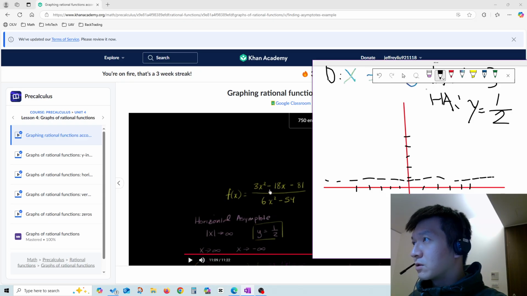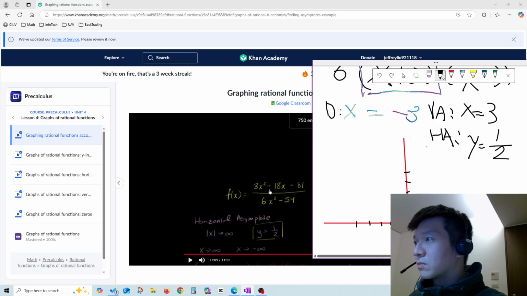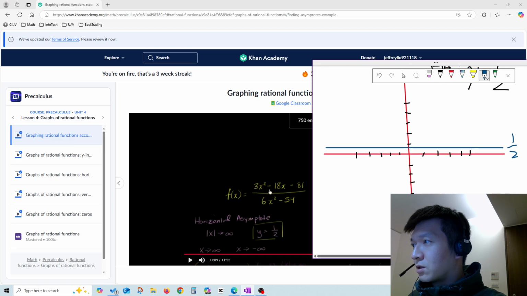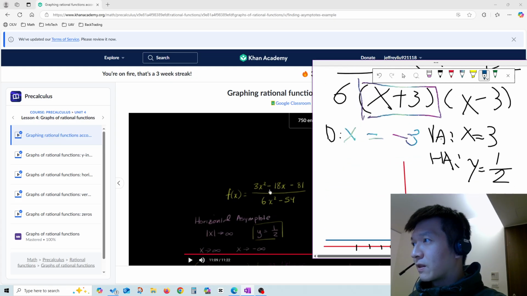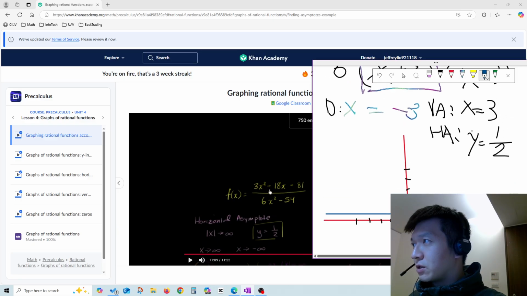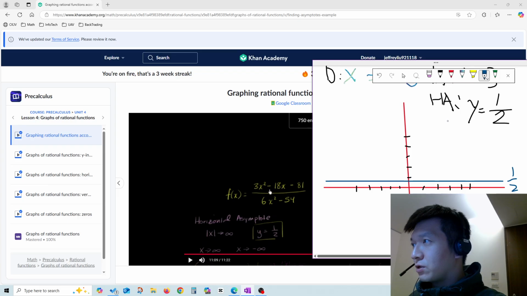Roughly, right? You know what? Let's do it. Okay, so let's do it with this. Let's draw a straight line over here. Okay, that's 1 over 2, right? And so you have vertical asymptotes, which is at the 3, 1, 2, 3, which is right here.